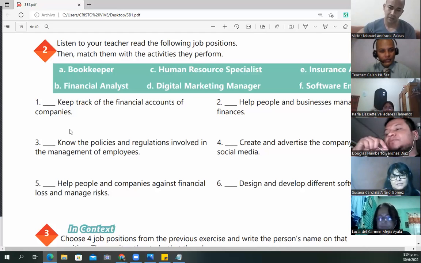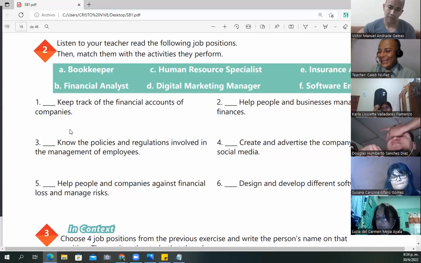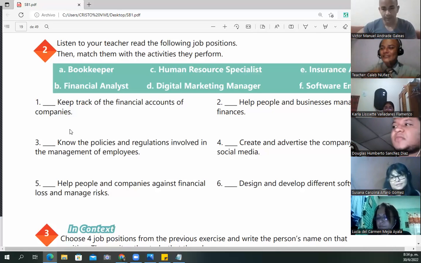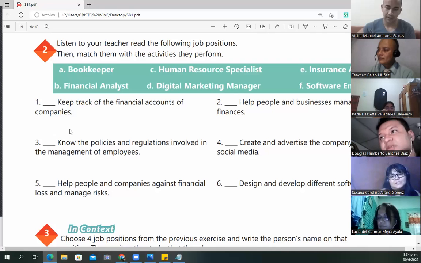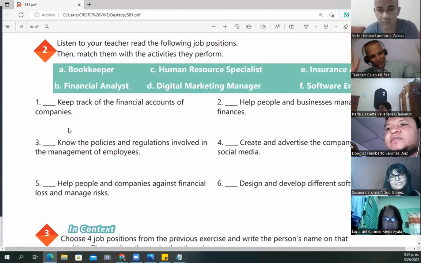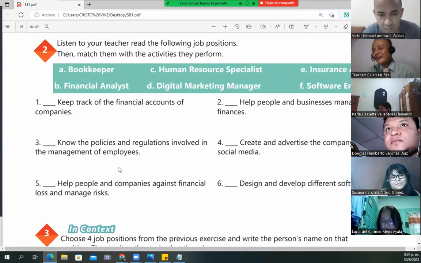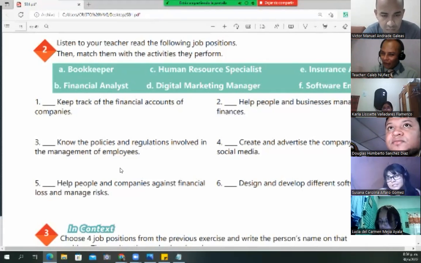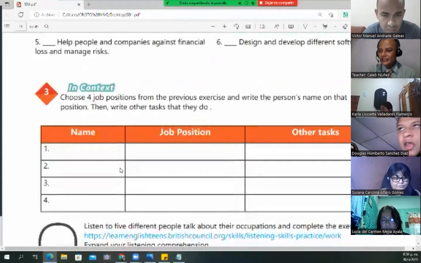Design. Okay, esos verbos, take notes of those verbs. Design and develop. Design different software. What letter is that? Software engineer. Good job, people. All right, so remember the vocabulary. Get the vocabulary for you, okay? Engineer. Let's continue.